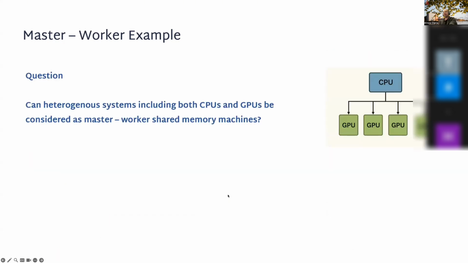All right. So having said that, an important question comes into the picture, which is, can heterogeneous systems, including the systems which have both CPUs and GPUs, be considered as master worker shared memory machines? The question is, assume you have a system which has a CPU and a couple of GPUs or even one GPU. Is it considered a master worker shared memory machine? So can anyone say anything about that?